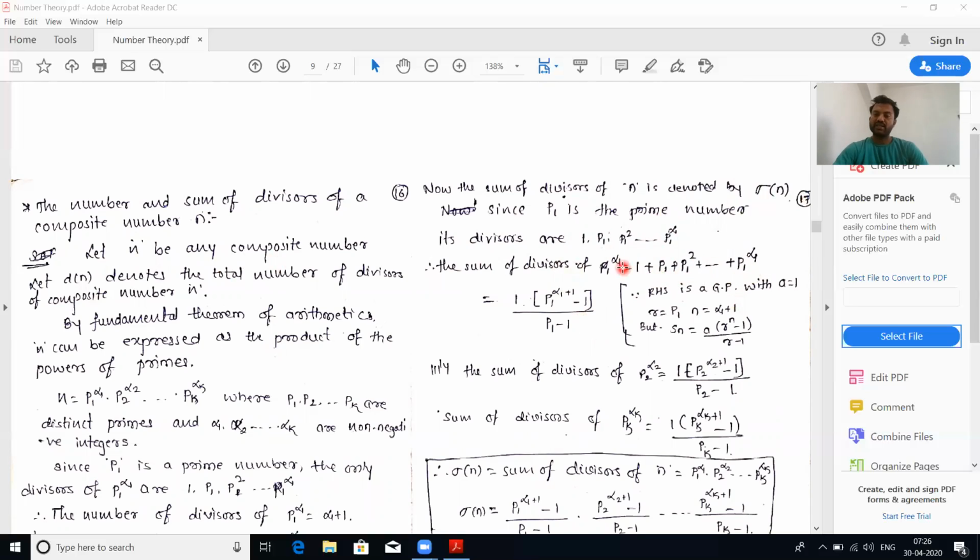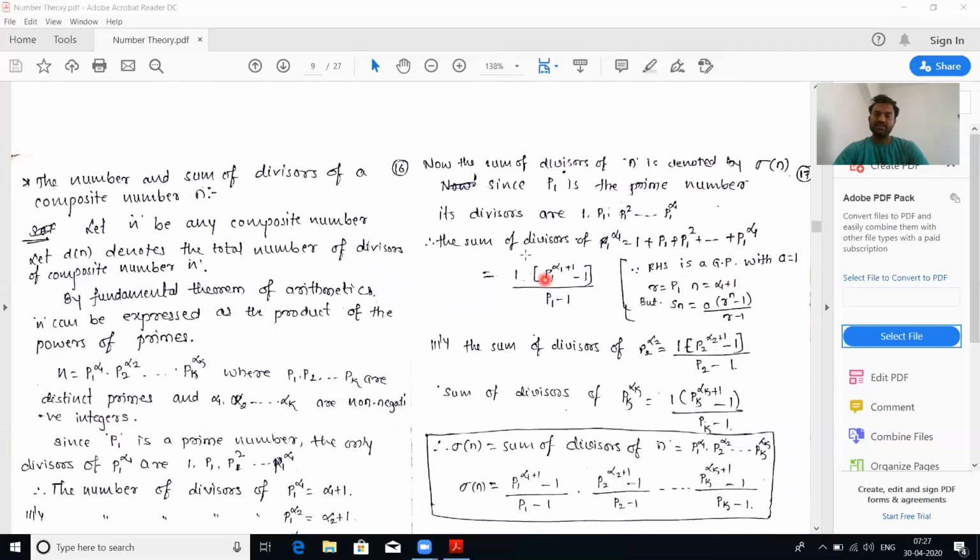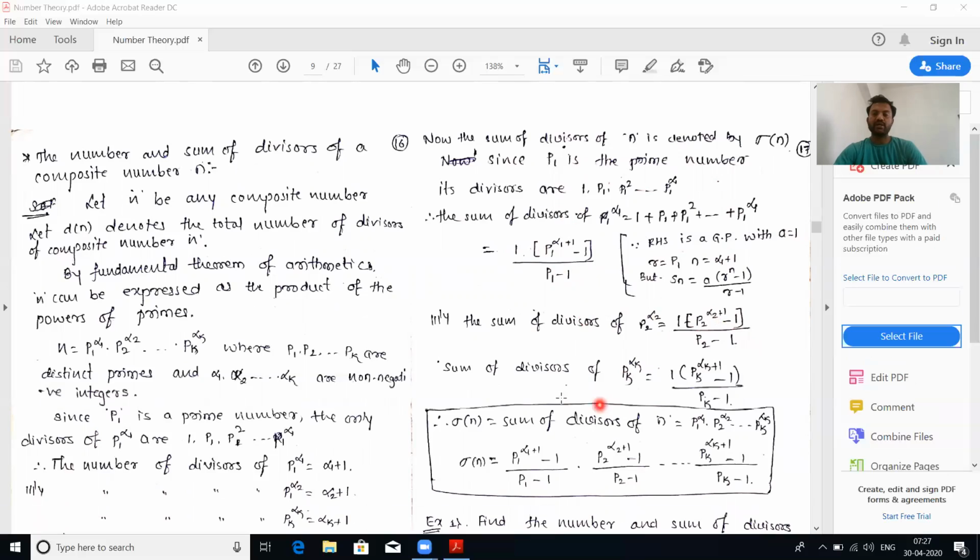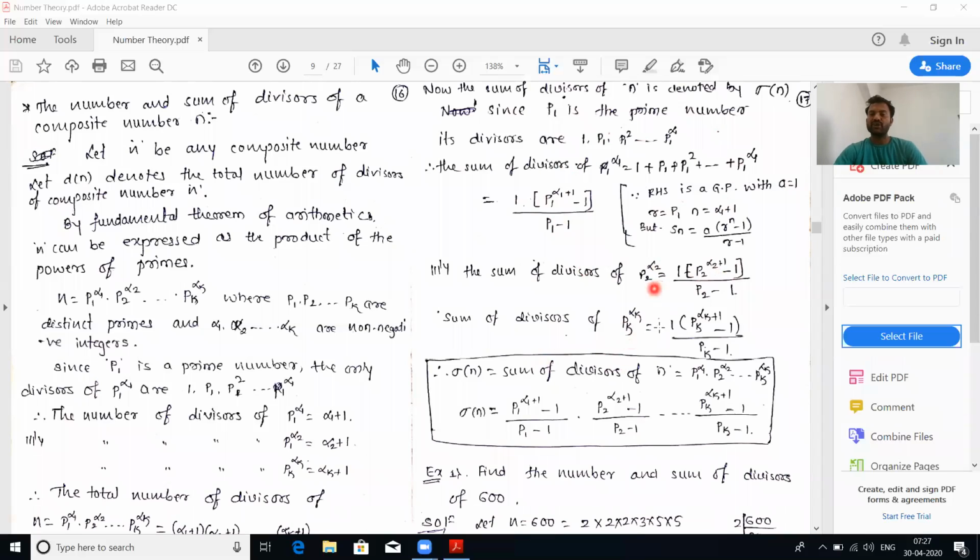Now see, the right side is in GP with a equal to 1. So applying the formula for the sum of the first n terms of a GP, this sum is equal to p1 raised to alpha 1 plus 1 minus 1 divided by p1 minus 1. Similarly, the sum of divisors of p2 raised to alpha 2 is p2 raised to alpha 2 plus 1 minus 1 divided by p2 minus 1. In general, the sum of divisors of pk raised to alpha k is pk raised to alpha k plus 1 minus 1 divided by pk minus 1.